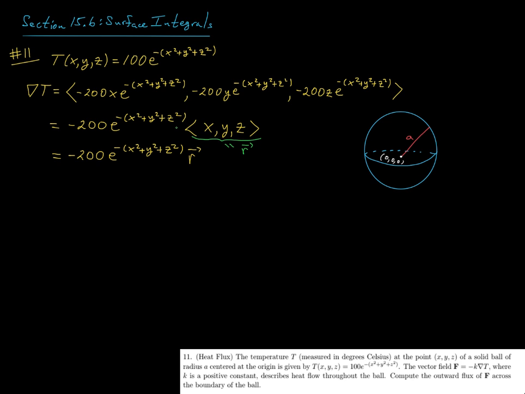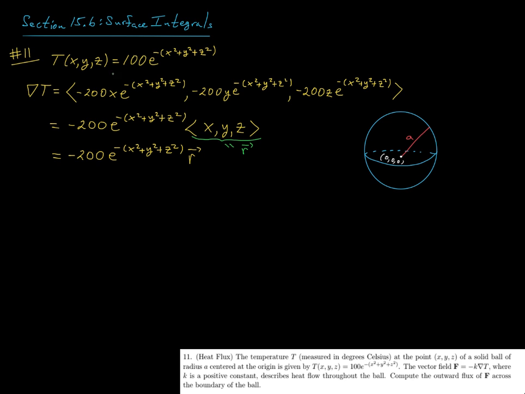And so here the temperature T, measured in degrees Celsius at the point (x, y, z) of a solid ball of radius a centered at the origin, is given by this function: T(x, y, z) = 100 e^(-(x² + y² + z²)). The vector field F, which is given by -k times the gradient of the temperature function, where k is some positive constant, describes heat flow throughout the ball.